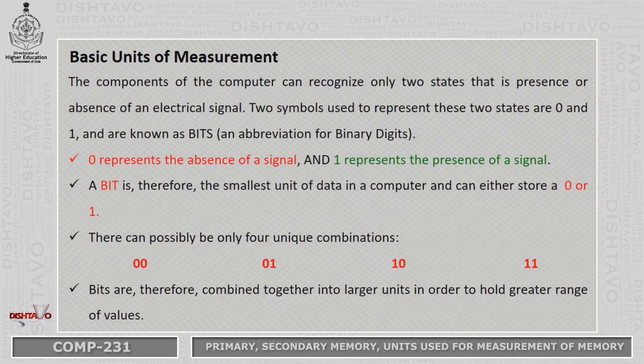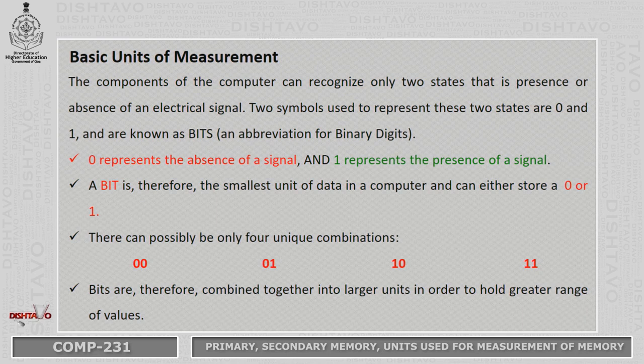So, basic units of this memory. The components of the computer can categorize only in two states, that is the presence or absence of an electrical signal. Two symbols are used to represent these two states, either 0 or 1. 0 means absent, 1 means present, and they are known as bits, an abbreviation for binary digits. So 0 represents absence and 1 represents presence of the signal. So bit is the smallest unit to measure the memory.